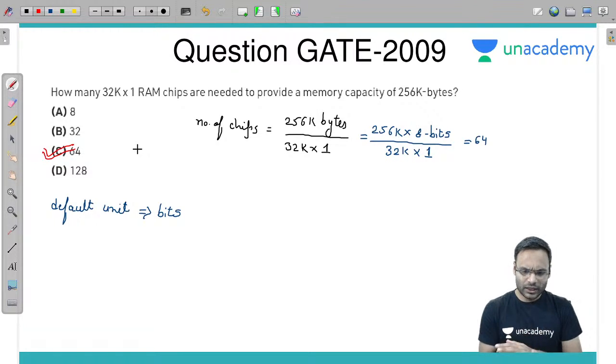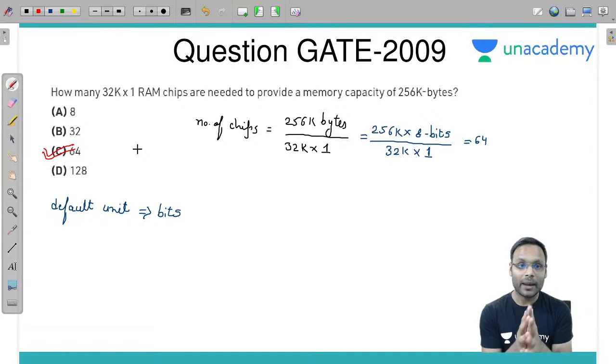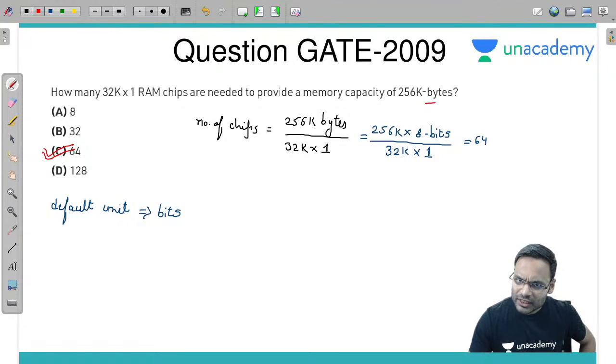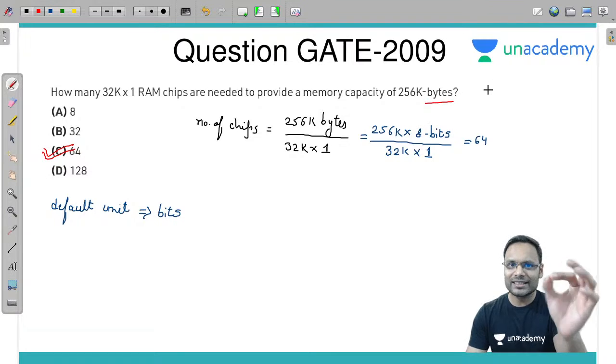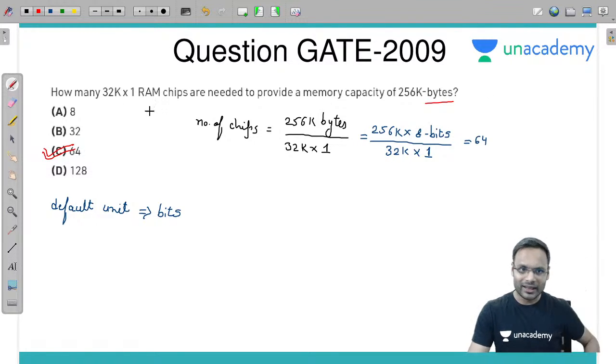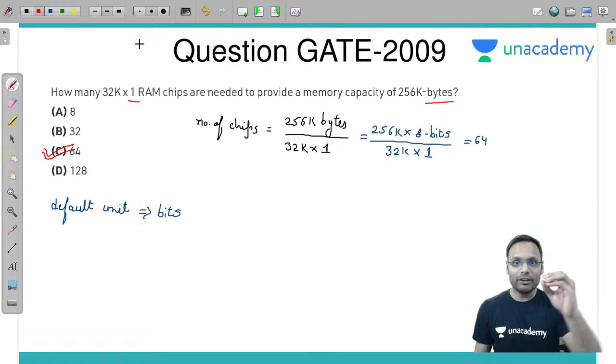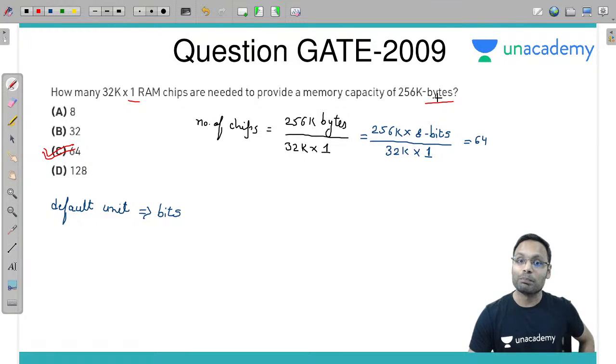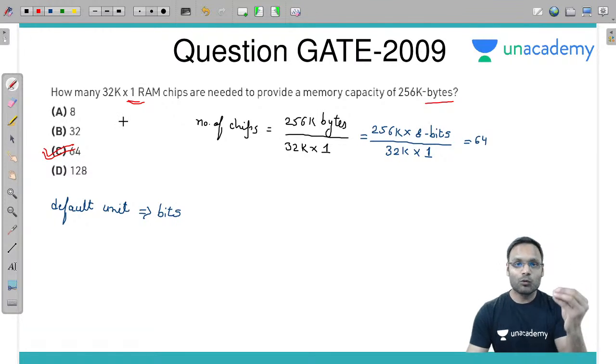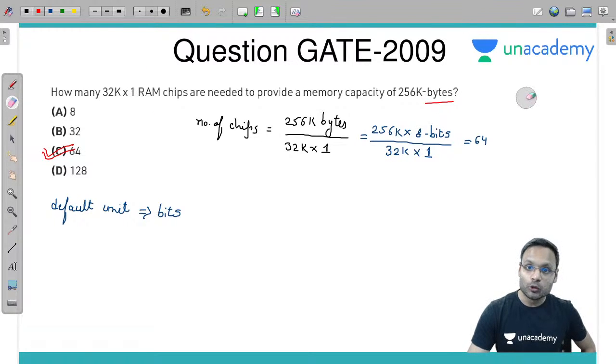Now, what happens is, I used a very simple concept. See, if this is bytes, then they have written it. If this 256K is bytes, they have written it. If it were bytes here also, they should have written that it is byte. If it is not written, it means it is not byte, hence I took it as bits. That was my dynamic thinking which I used over there.